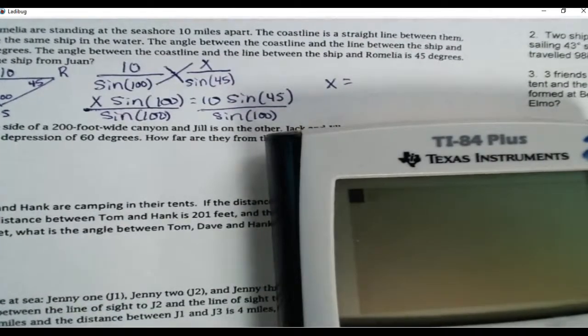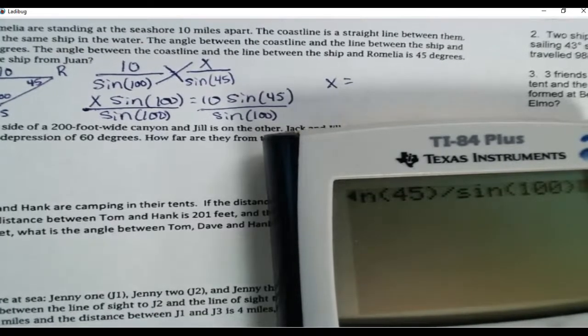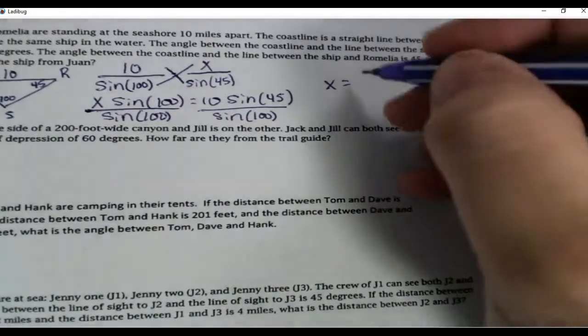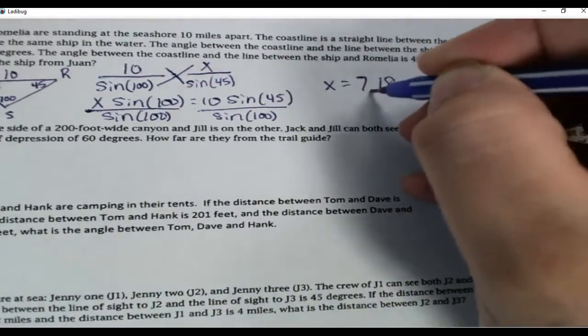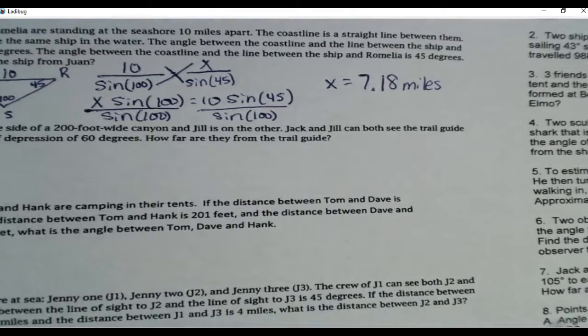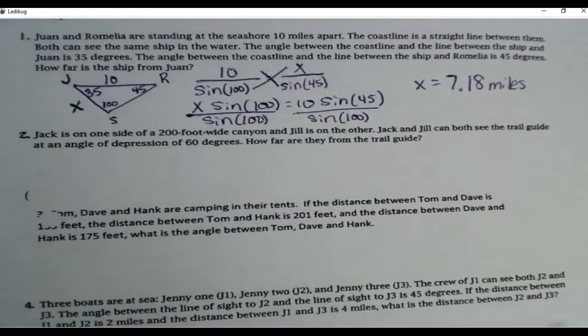And then remember, you can type all that in your calculator. Make sure you are in degree mode. And hopefully you get 7.18. And what's our units? Miles. Good. Very good. Questions? Alright, let's look at number 2.